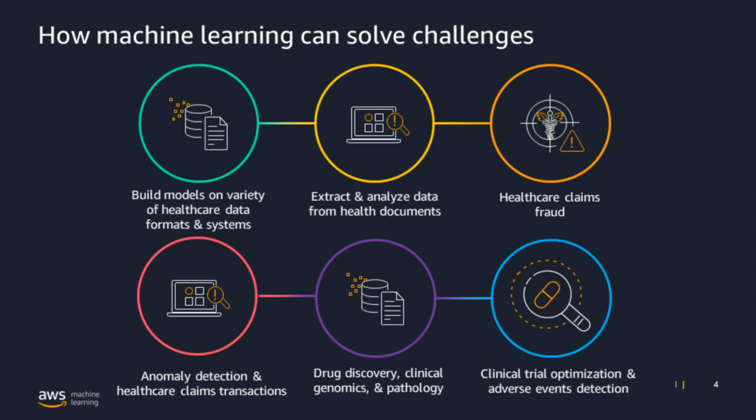Now, coming back to the theme of how machine learning can actually help solve these challenges, the first thing to note is machine learning can be applied directly to healthcare data sets in different formats. For example, you can use machine learning to detect anomalies in different medical images, or you can use machine learning to actually identify trends in your patient history records, all of which are in very varied formats and different sets of standards.